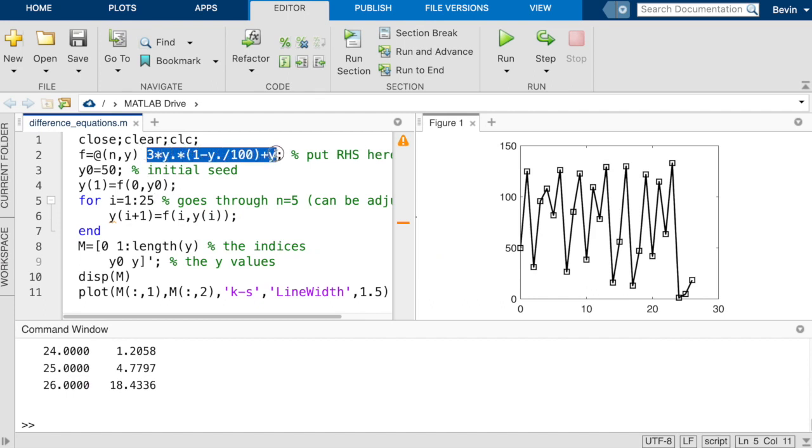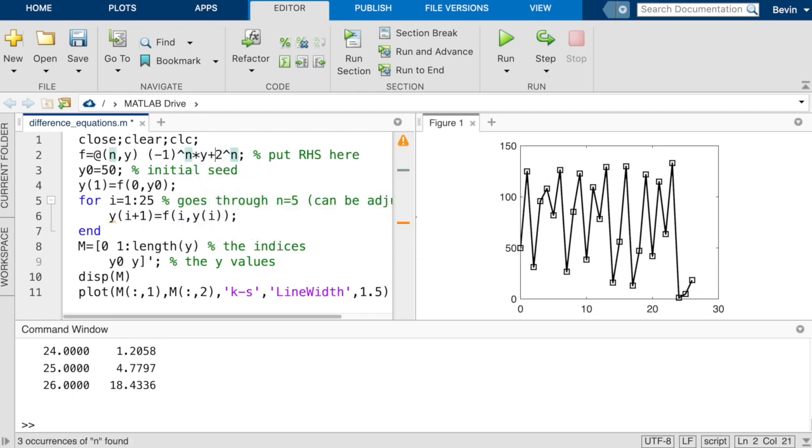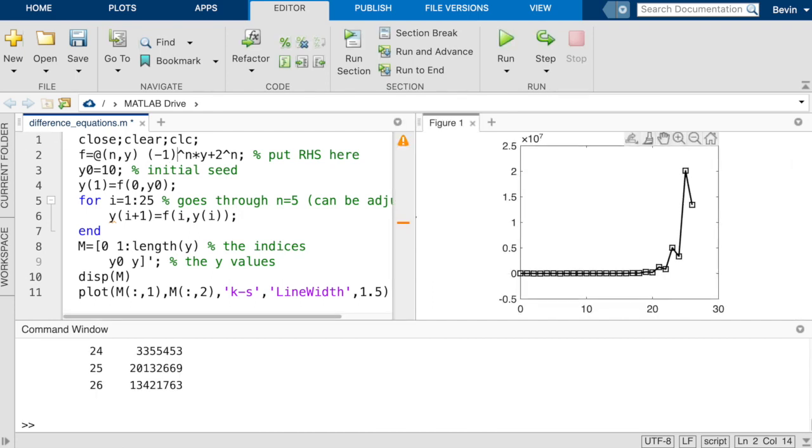Now I'm just going to change the second line. So I'm going to do -1 to the n times y plus 2 to the n. And then our initial seed is 10. I don't need any array operations here, but if you're trying to do something like this and it's not working, you can always try dropping some periods in there. Shouldn't be necessary here. If I run this, okay, once again, we get a sequence that does something funny out here. Look at the scale.